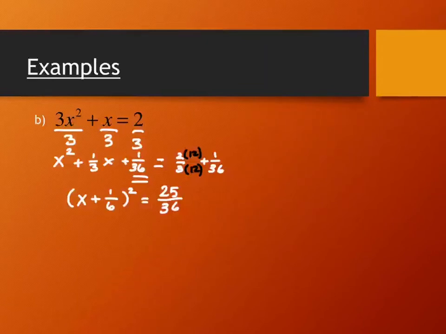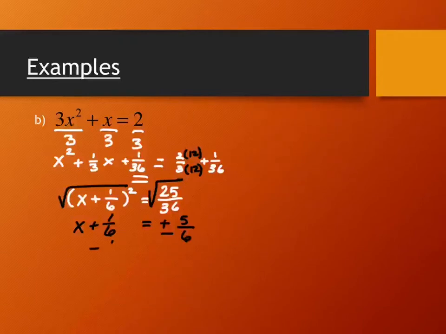And believe it or not, that's not too bad because I can take the square root now, and to take the square root of the right-hand side means I take the square root of the top and the square root of the bottom. So the square root of the top is 5, and the square root of the bottom is 6, and we put a plus or a minus in front because we took the square root. And on the left-hand side, we have x plus 1/6 after we square root and square and cancel those.